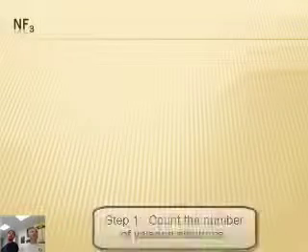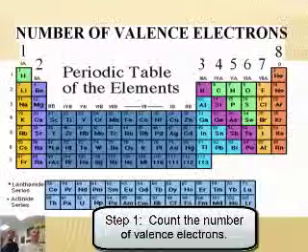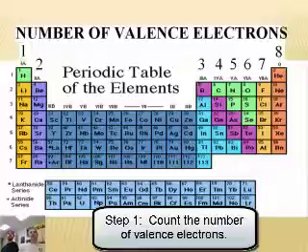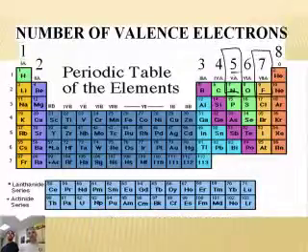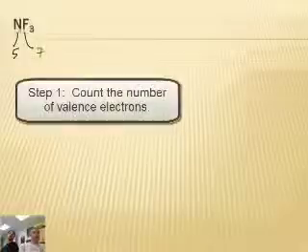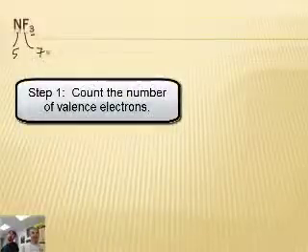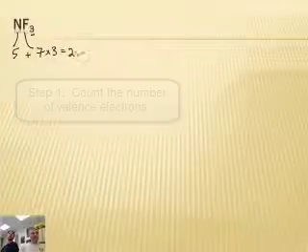Let's do another one. How about NF3? NF3. Nitrogen trifluoride. Now, nitrogen is here and fluorine is here. So nitrogen has 5 and fluorine has 7. So I'm going to write that 5 here, and this will be 7, but there's times 3, so that means times 3. So that's 21 plus 5, 26. Now, that's a lot more than 8.